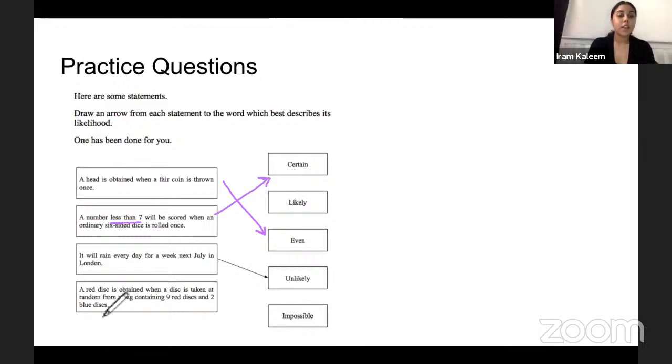And finally, a red disc is obtained when a disc is taken at random from a bag containing 9 red discs and 2 blue discs. So for this last one here, we know that at the top we put it's 9 red discs being chosen out of a total of 11 discs. So if it's 9 out of 11, that's quite likely, I would say. So I'm going to draw an arrow from this to likely, because 9 out of 11 is the majority, isn't it? The majority of the discs in the bag are red. So we say it's pretty likely.